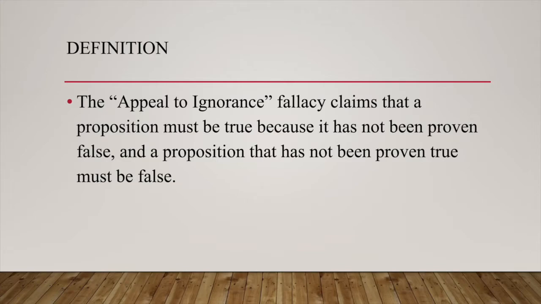The definition goes as follows. The appeal to ignorance fallacy claims that a proposition must be true because it has not been proven false, and a proposition that has not been proven true must be false also.